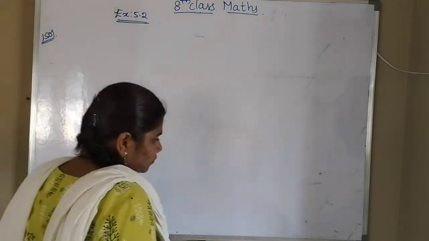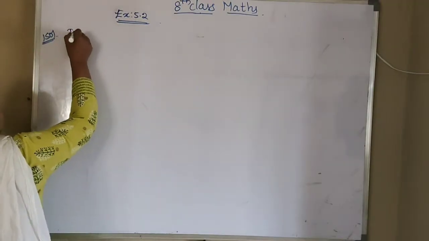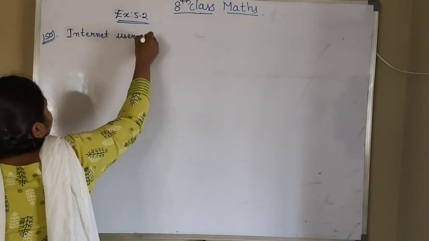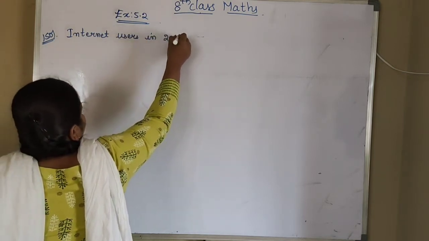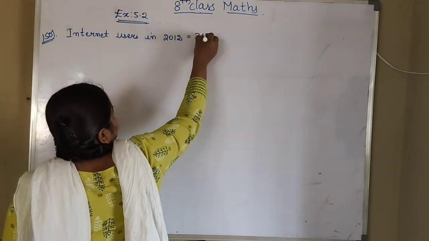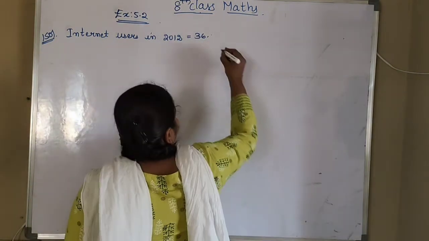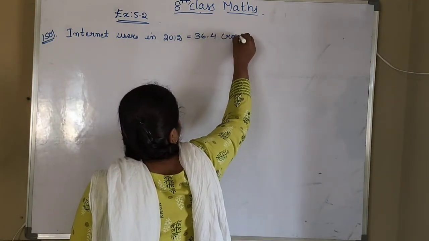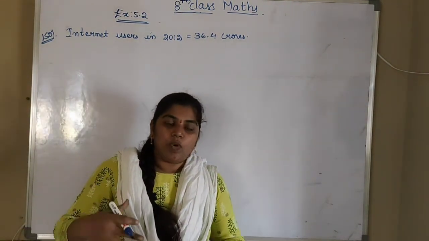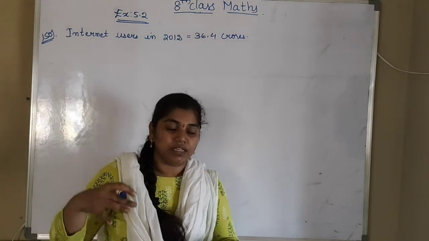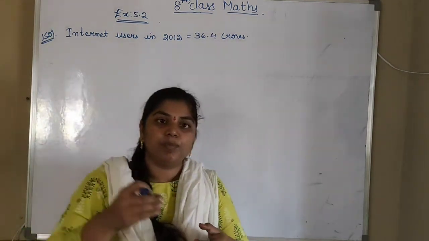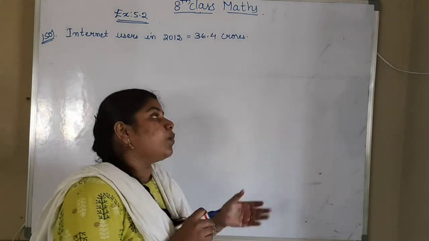So here first, internet users in 2012, that is how much? 36.4 crores. Okay, next the number will be increased by 125%. When will it be increased? That is in 2022. So in 2022 it has been increased by 125%.